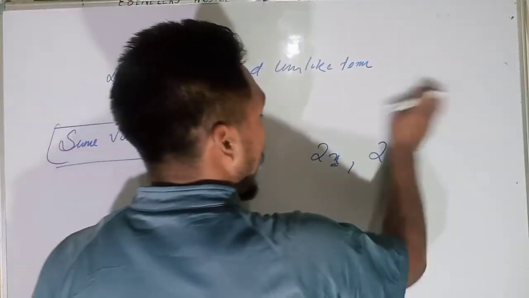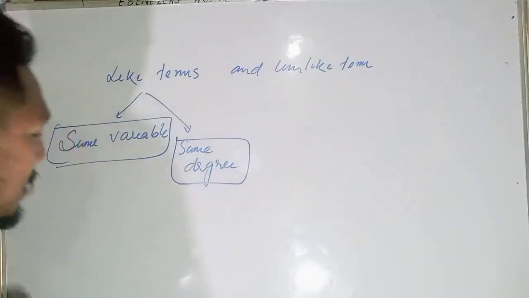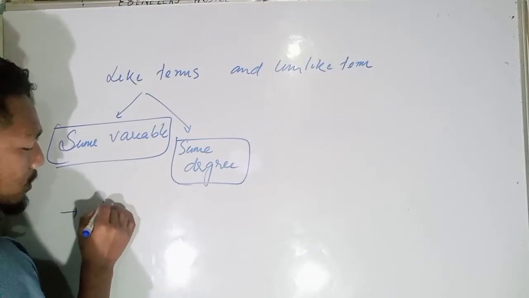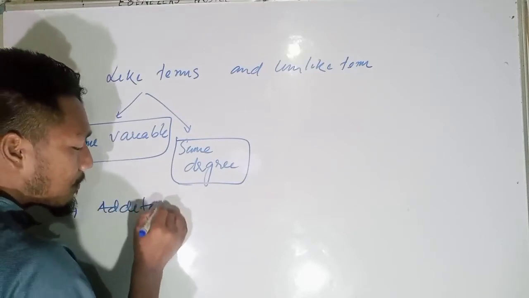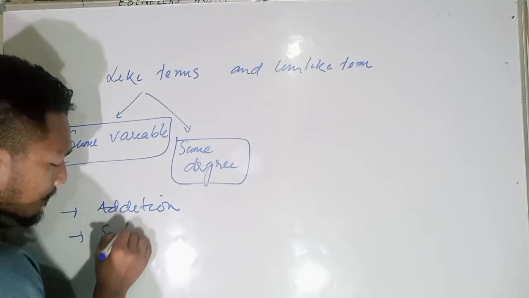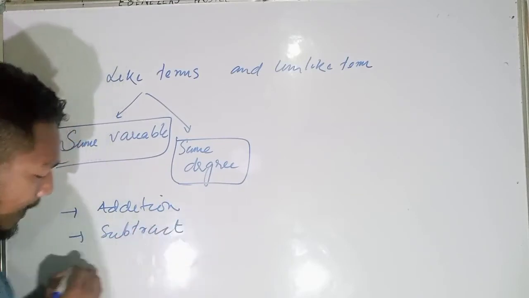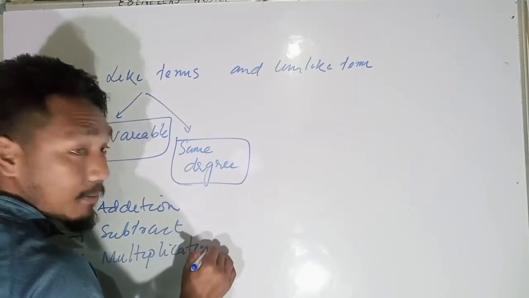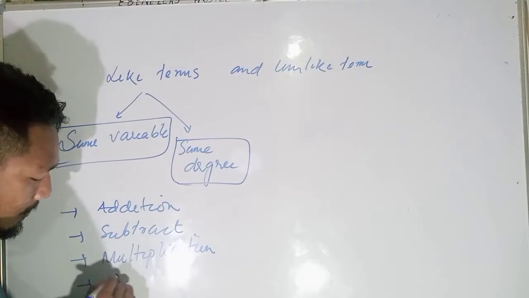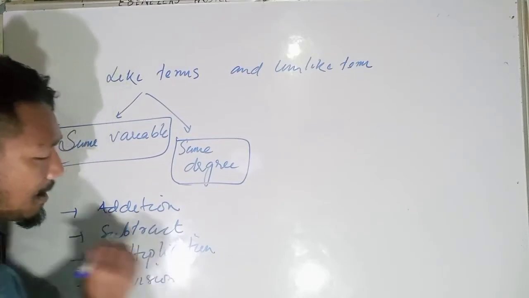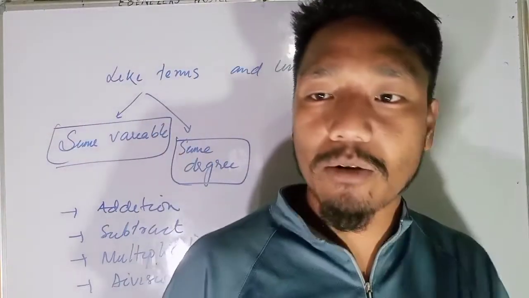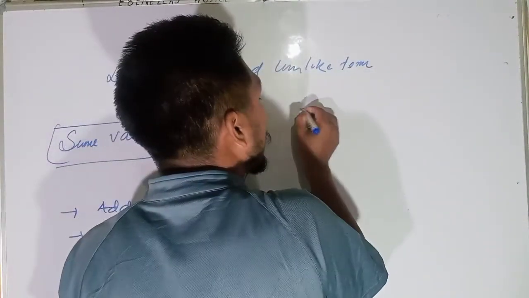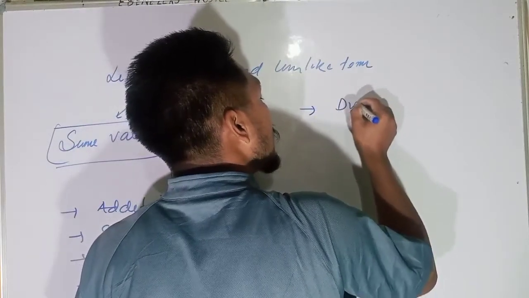Another important point: like terms can go for addition. You can add them, you can subtract them, you can multiply them, and divisions can also be done. If they are like terms, we can do addition, subtraction, multiplication and division. But if they are unlike terms, we can only do division and multiplication.